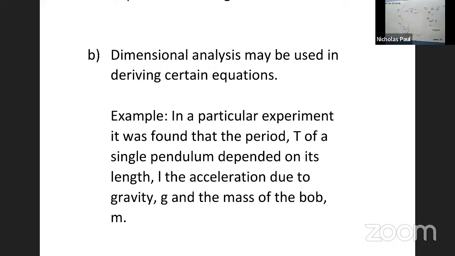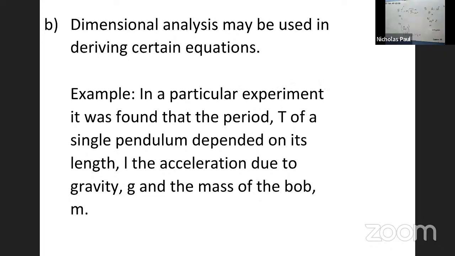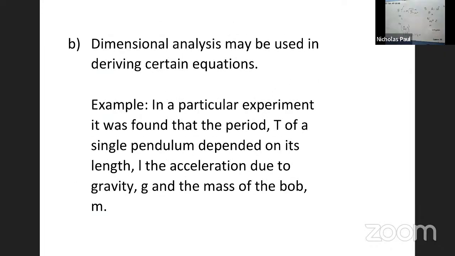Ready? Right. So sometimes we do it with no particular quantities, or sometimes we do it in only an equation. So we can use dimensional analysis to derive the equations. So in a particular experiment, it was found that period is dependent on the length, acceleration, and mass. Okay? So watch this here.